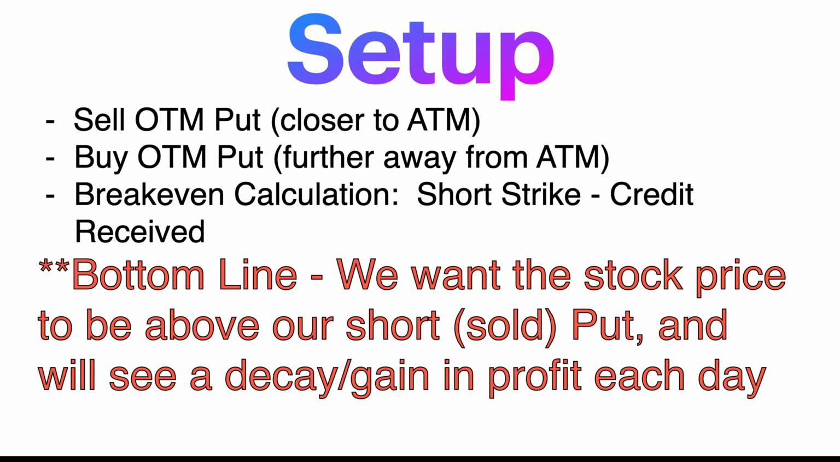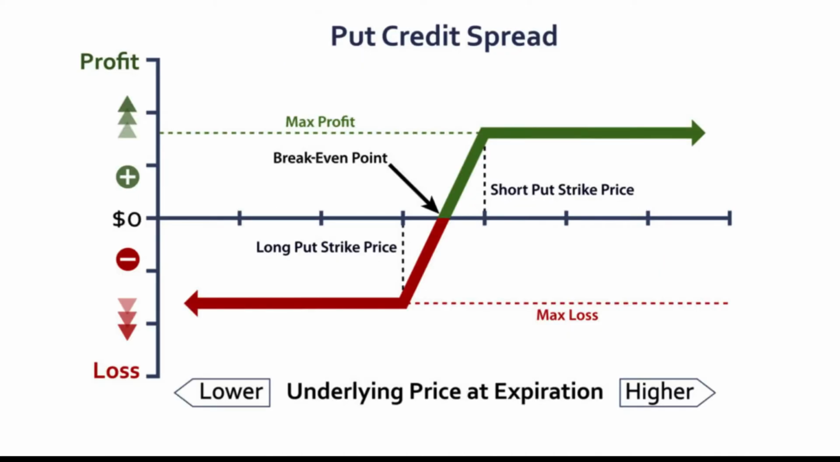So at expiration, as long as the stock is closing above 34 a share, you are break-even or higher and looking good on the trade. So bottom line, we just want to be above our short put, and if you are, each day you'll see a decay and a gain in the profit as you're trading.